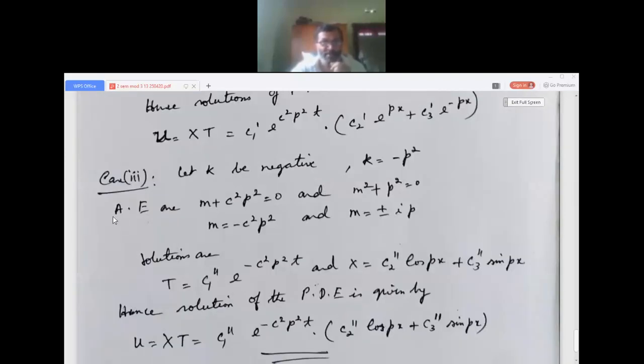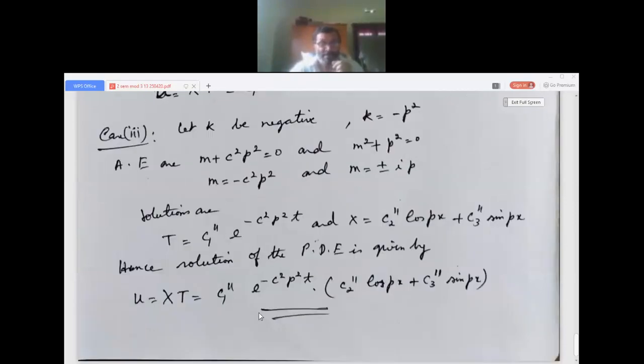When k is negative, again the same thing: the auxiliary equation, replace D by m, and you get it like this. In this case I took c1 double dash, I told you, e to the power minus c² p² t. Here the roots are complex numbers, with real part 0. So we get c2 double dash cos px plus c3 double dash sin px. Hence the solution of the PDE is given by u equals XT, T value I wrote, and also X value I wrote, that is X into T.